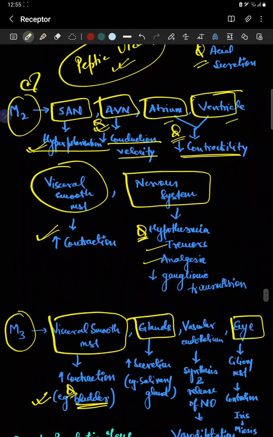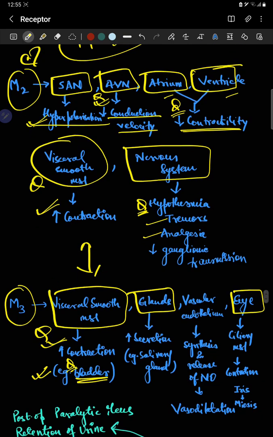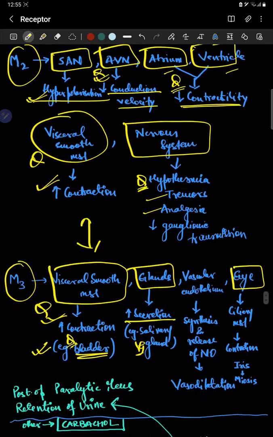Important is that in visceral smooth muscle it increases the contraction, as M2 does also, so we compared both of them. In the glands it increases secretion, so there is increased salivation. As well, in the vascular endothelium it increases the synthesis and release of nitric oxide, leading to vasodilatation.